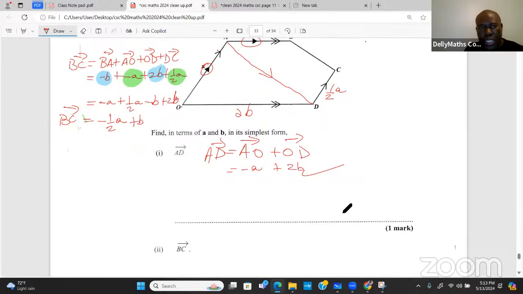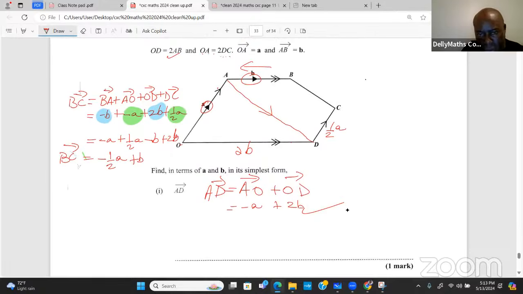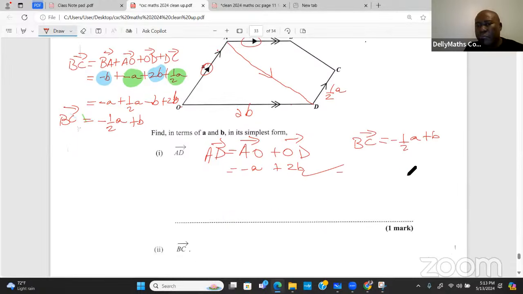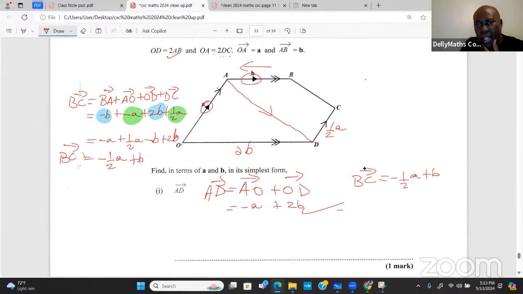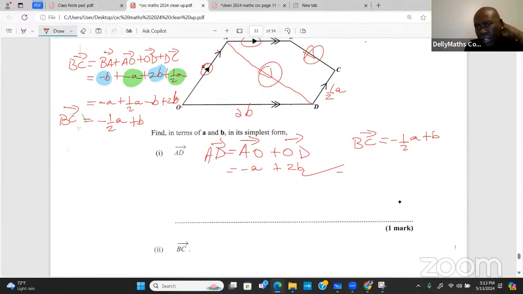Let's take a look. So both of them are here. I'm going to write the other one beside it. This is BC. It is negative half A plus B. Remember though that when you look, if one vector is a factor or multiple of the other one, they are parallel. All right, and you could see that they're parallel right here. These vectors are parallel. So this is parallel to this one. They are parallel. Now, as you could see, I can multiply BC by 2, right?